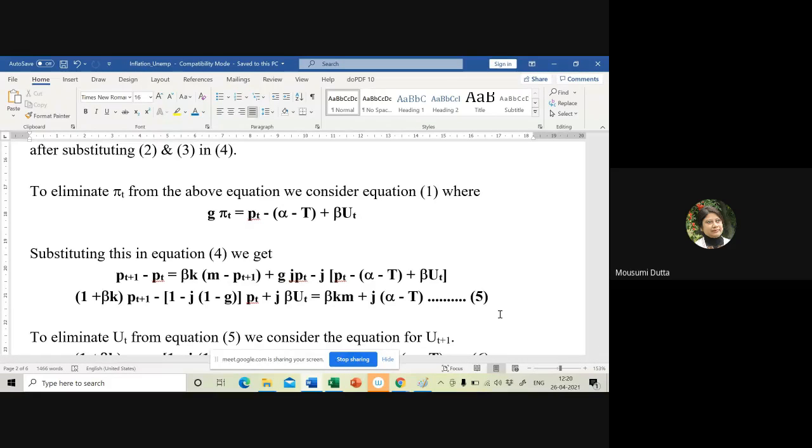Please do it on your own. If there is any mistake, please let me know. Please don't copy, do the things on your own. Otherwise, you will not understand the nitty-gritties. These are big equations, so please do the things simultaneously. In equation number 4, we are putting g pi(t).